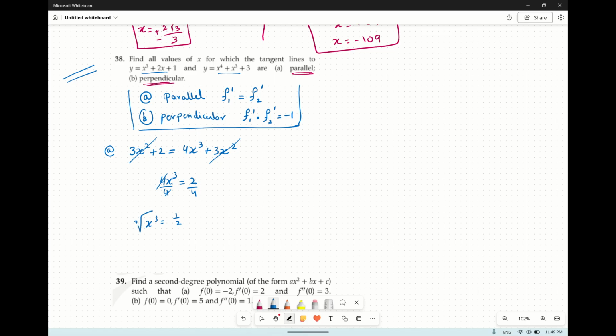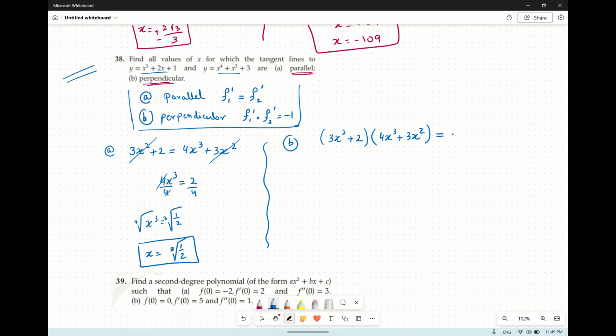And then I will take the cubic root of both sides. So x is equal to the cubic root of 1/2. Now in part B, you will multiply both derivatives and put them equal to -1. So again, the derivative of the first one is 3x squared plus 2. The derivative of the second one is 4x cubed plus 3x squared. Multiply them together, equal -1.